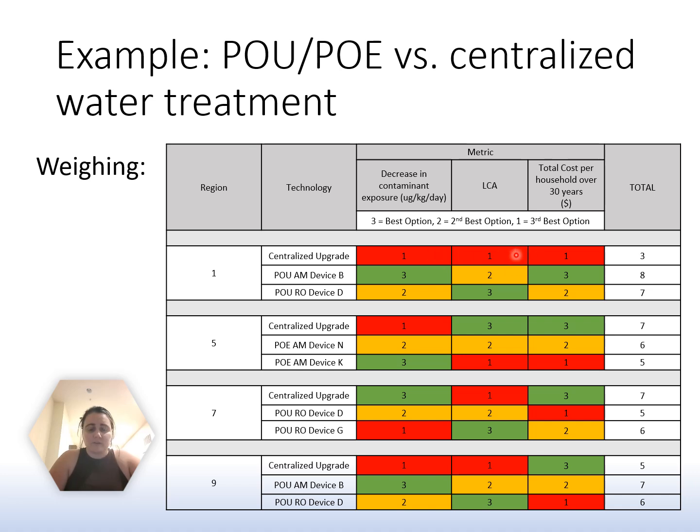It's the worst option in terms of LCA, and it's the worst option in terms of cost. So if we total that up, we get a 3. If we look at, for example, this device, this is the second best option for contamination removal. It's the best option from an LCA's point of view, and it is the second best in terms of cost. So we get a total score of 7.